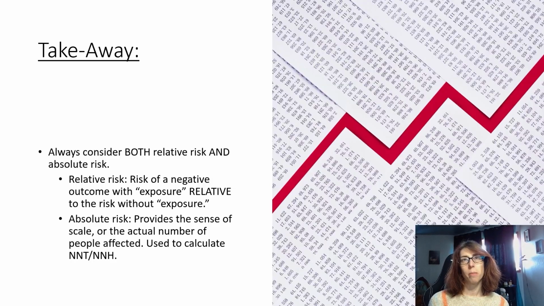You might brainstorm about the dangers of not reporting both absolute and relative risk, and these dangers might differ for different situations. The difference in these two statistics is the difference between absolute values and ratios. They each tell you different parts of the story, so be sure you understand which part of the story you are learning. Relative risk is the risk of a negative outcome with exposure relative to the risk without exposure. And absolute risk provides a sense of scale, or the actual number of people affected. And it's used to calculate the number needed to treat or the number needed to harm.